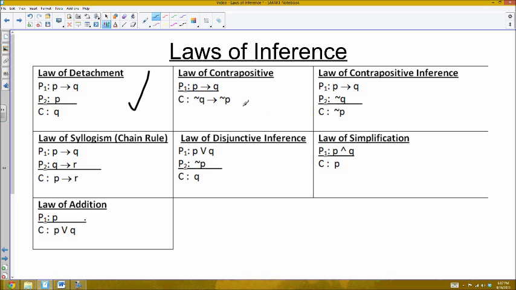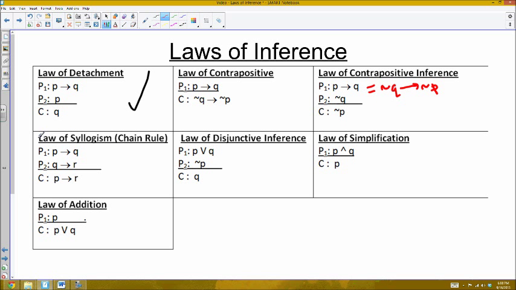Similarly, we've already looked at in class that the contrapositive is logically equivalent to a given conditional. The law of contrapositive inference is a combination of the first two laws. Since I know that given a conditional statement such as P implies Q, its contrapositive would also be true, so I know that not Q implies not P. Given not Q happens, then I'm detaching off that not P conclusion. So it's a combination of the first two laws into one law.